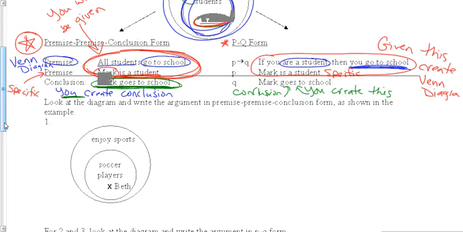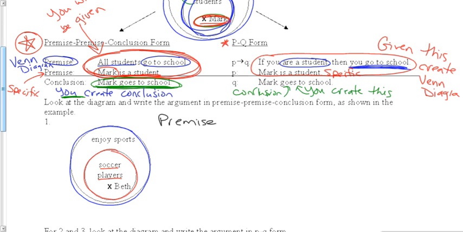So here we have, the diagram has been given to you. So this is kind of backwards from what you will typically see. So let's start with, this is a premise, conclusion. So my first premise is general. It's about the Venn diagram. And the Venn diagram has one circle, which is soccer players, inside of a second circle, which is enjoy sports. So to write that, that means all soccer players enjoy sports. So I'm going to write that as my first premise. All soccer players enjoy sports.